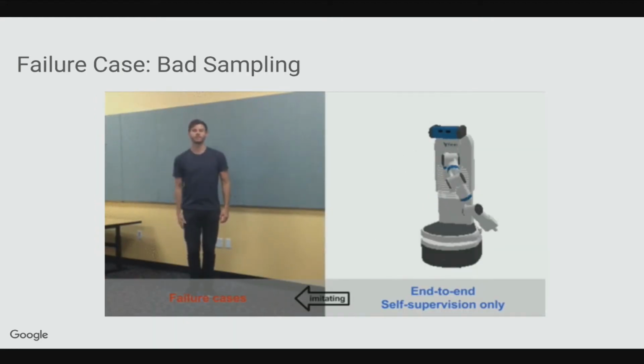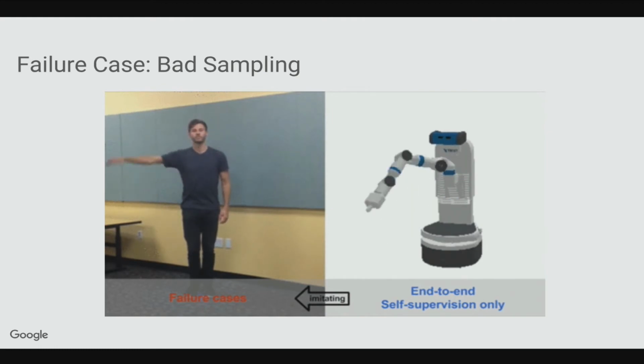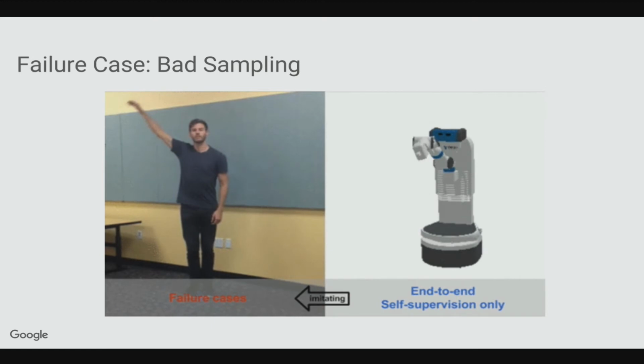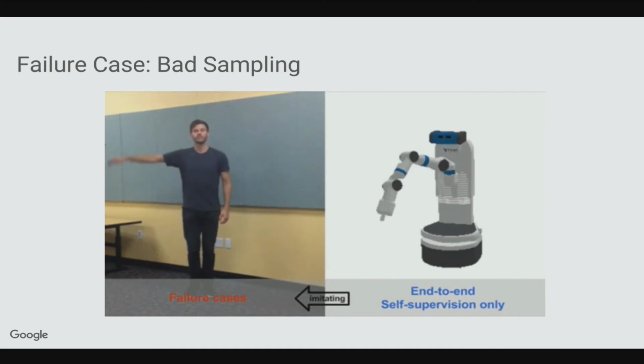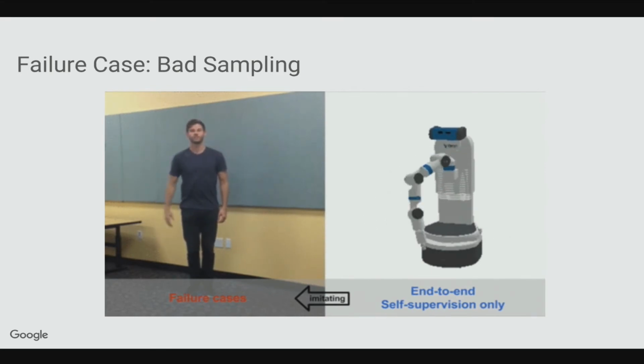Here is a case where there is actually a failure towards the end, where the robot can't actually lift the arm up, and it's just purely a problem of bad sampling. When the robot sampled its joint space in a self-supervised manner, we never actually had it go all the way up. And so it doesn't have a representation of that space. It still does something very reasonable. It goes up and then it stops because it doesn't know how to go higher up.